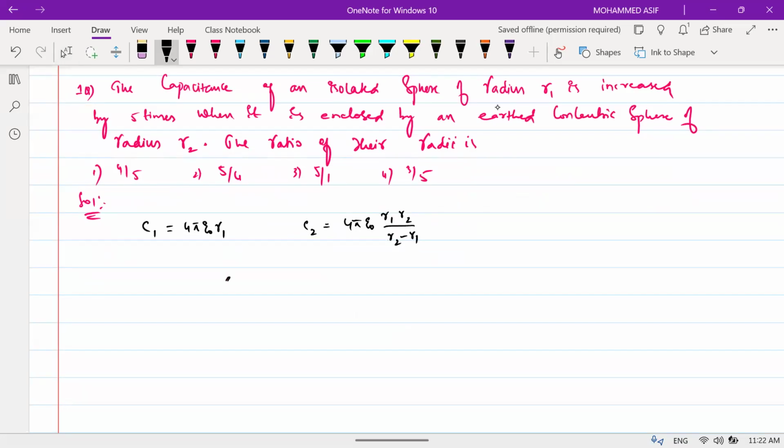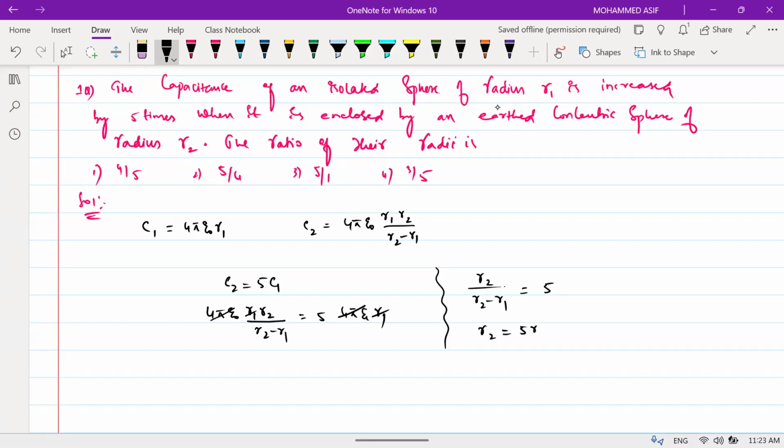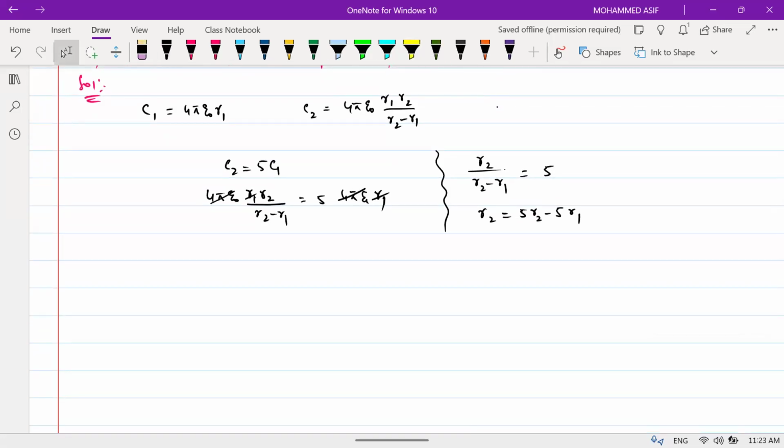5 times. That means I can write C2 is equal to 5 times C1. C2 is 4 pi epsilon naught R1 R2 divided by R2 minus R1, equal to 5 times 4 pi epsilon naught R1. 4 pi will get cancelled, R1 and R1 also will get cancelled. Simplifying it, we get R2 divided by R2 minus R1 is equal to 5. Clear? So R2 will be equal to 5 times R2 minus 5 times R1. Got it?